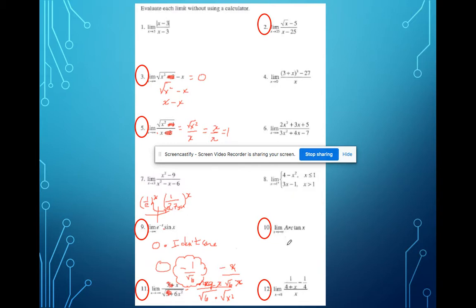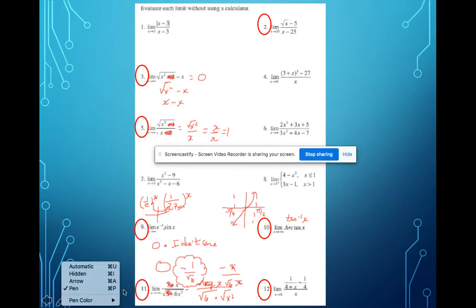Here's another one. Going off to negative infinity, arctangent, remember, is the same as inverse tangent. If you don't remember how to graph inverse tangent without a calculator, you better know how to graph tangent. There's tangent. Tangent is undefined at pi over 2 and negative pi over 2. Inverse tangent is switch x and y. So your vertical asymptotes become horizontal asymptotes.